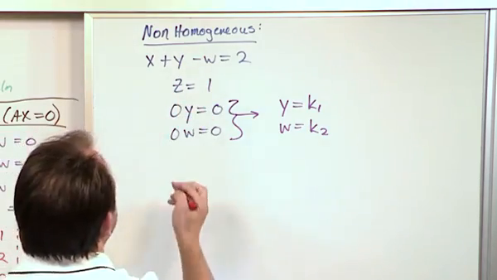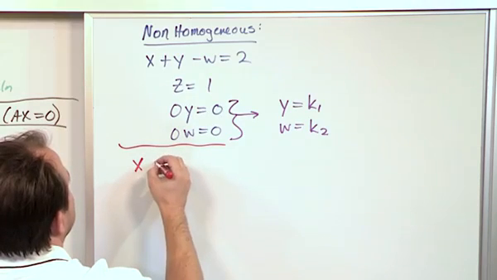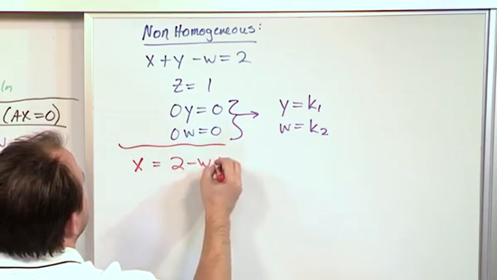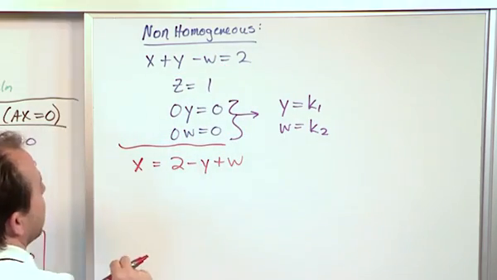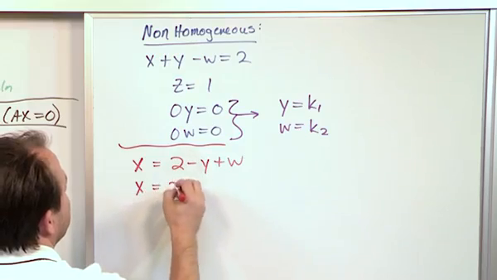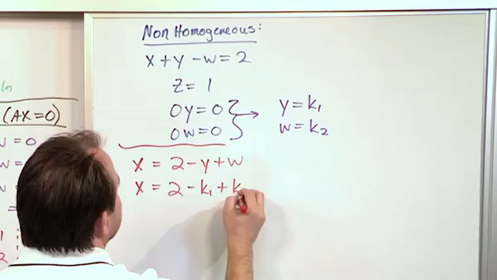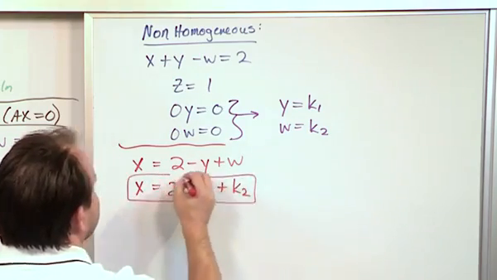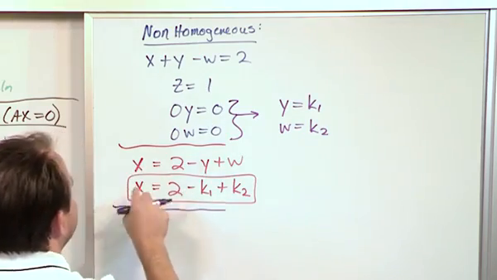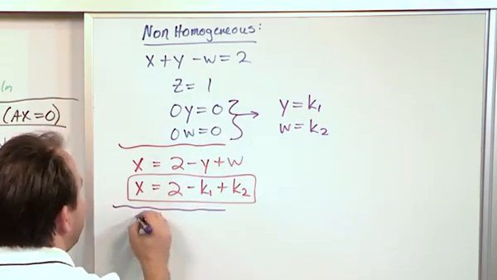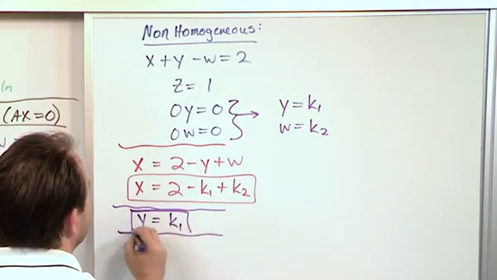So what we're going to do is go back here and say, first equation, draw a little line here, x is equal to 2 minus y plus w. I just move the y over, move the w over. But now I know that y is equal to k1 and w is equal to k2. So this is important, I'm going to circle this. So that's for the variable x. The variable y we know is just equal to the constant k1. That's important, I'll circle that.